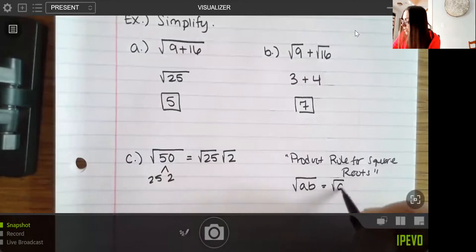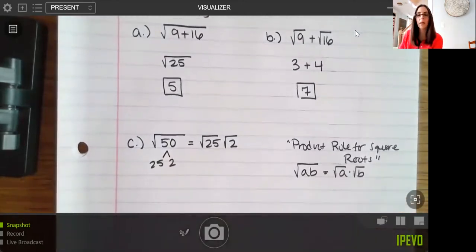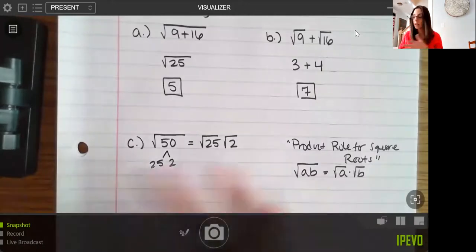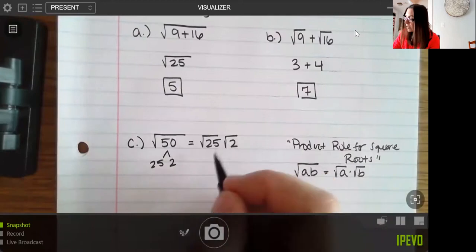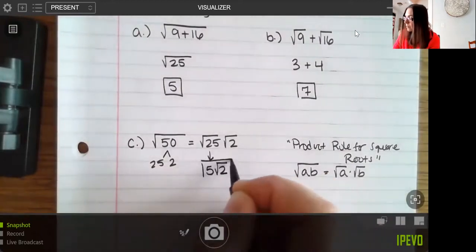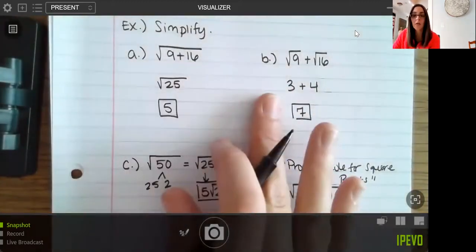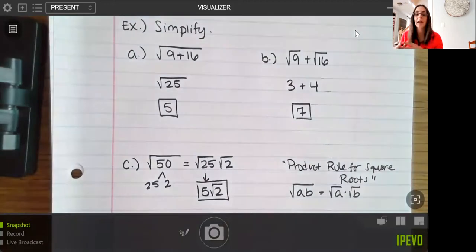It says that it's okay to go back and forth between those two forms. When you multiply, you can separate it out, you can put it back together, it doesn't matter, you can go both directions. And in this case, that 25 is a 5, so our answer becomes 5 root 2. This rule is not true for addition and subtraction. You can't just separate roots out or bring them back together when you're adding and subtracting, so you want to be really careful there as you go through those examples.